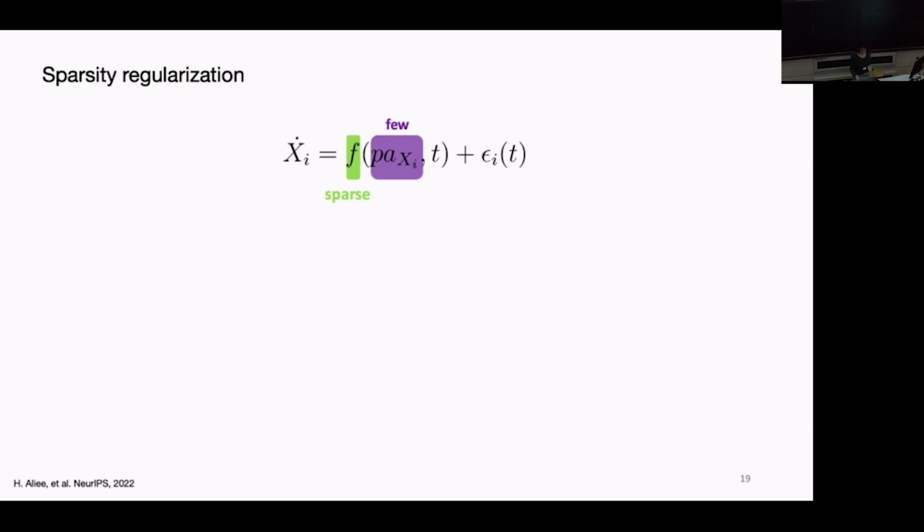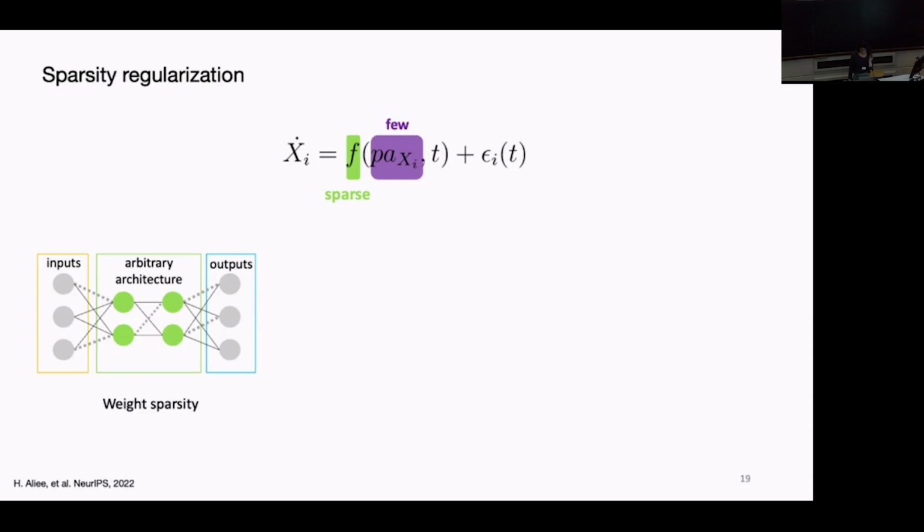So I stick to that, and there are millions of methods on sparsity, but I could not directly use them here. The first group of sparsity methods focus on weight sparsity. They try to sparsify the individual weights in the neural network.